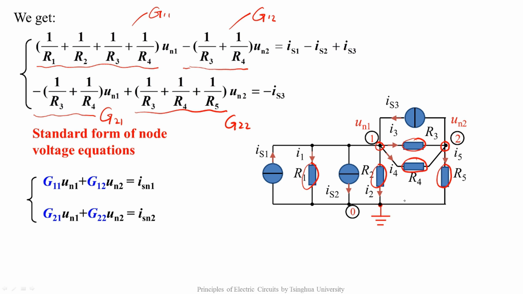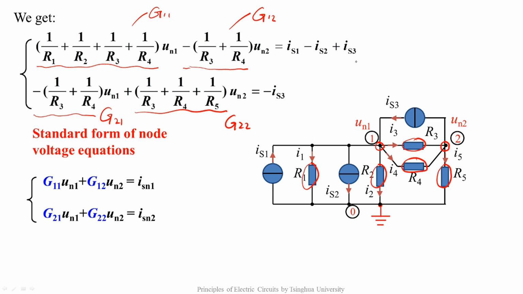While for G12 and G21, G12 equals minus (1 over R3 plus 1 over R4). It also equals G21 in this circuit. R3 and R4 are connected between node 1 and node 2. So G12 and G21 are actually the sum of all the conductances connected between node 1 and node 2, with a minus sign in front. We call them the mutual conductance of node 1 and node 2.